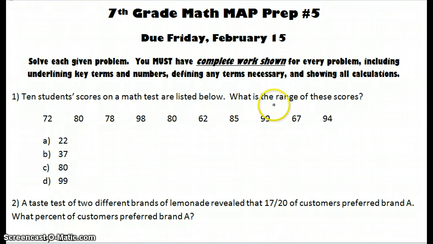It says, what is the range? Okay, range means we want to find the largest and we want to find the smallest. So the largest is 99, our smallest is 62. We do 99 minus 62 and we get 37. So the correct answer to this one should be B.